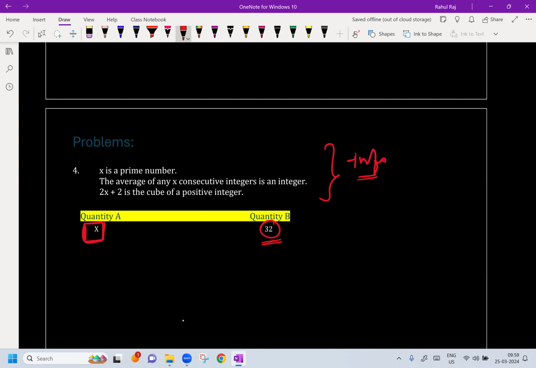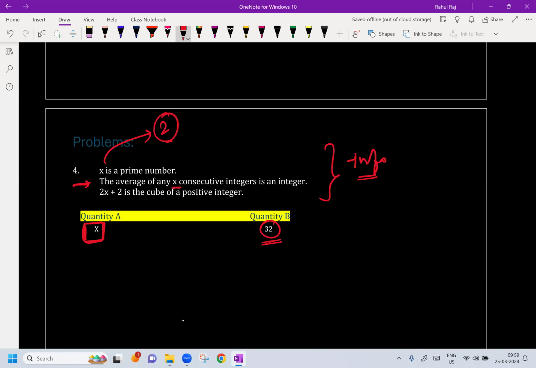The only thing we can start with is that X is a prime number. So can I take any prime number? X is a prime number means X is odd, because except for 2, all the prime numbers are odd. But you have to consider 2 also, no? To not consider 2, the second statement is given to me.